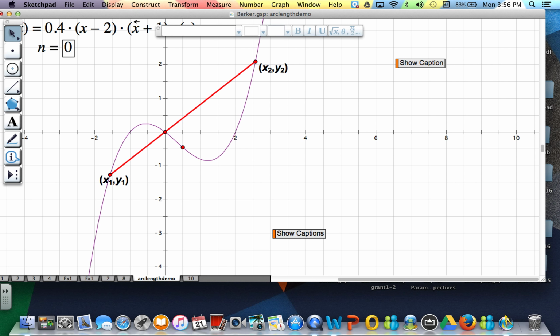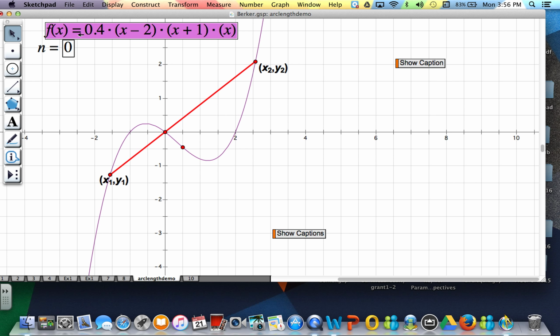If we did have just an equation of x, maybe f of x is equal to 0.4 times the quantity x minus 2 times the quantity x plus 1 times x, and we wanted to know the length of the curve on the interval x sub 1, x sub 2, we would take more or less the integral from x sub 1 to x sub 2 of the square root of 1 plus f prime of x quantity squared dx. Well, let's think about this parametrically.